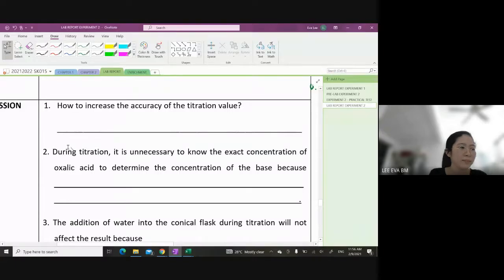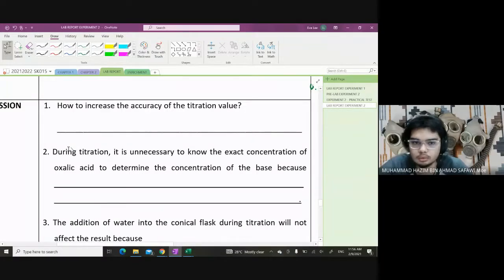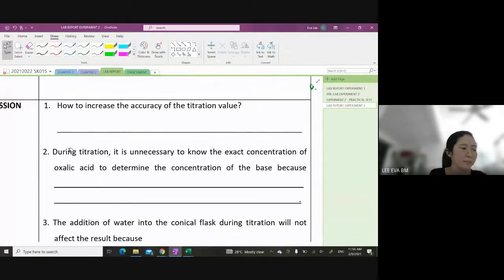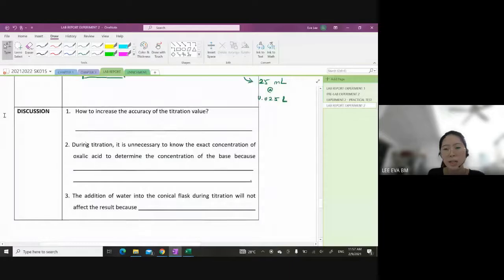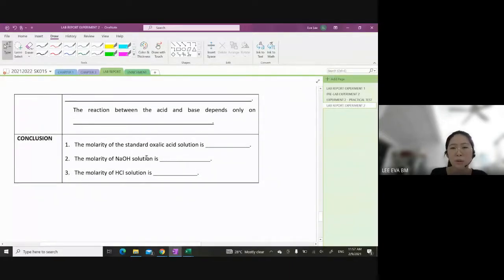Any questions? No, madam. Do the others have questions up to discussion? None. Okay, if there are no questions, the last part here is the conclusion. So for the conclusion, just fill in the blanks. The molarity of standard oxalic acid solution is, what is your answer in part A? The molarity of NaOH is, what is your molarity of NaOH in part B? Then for number three, the molarity of HCl solution is, what is your molarity in part C? So the results from part A, part B, part C will be your conclusion.